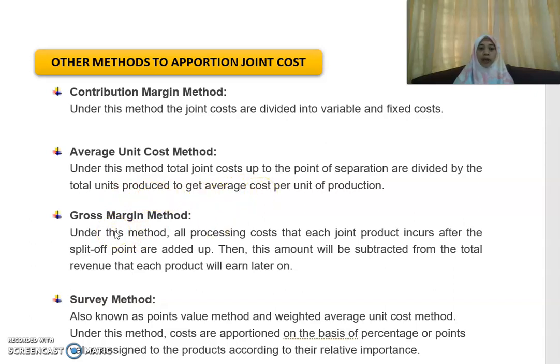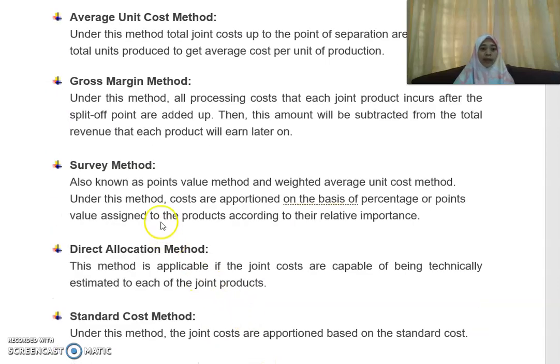And then you also have the gross margin method. So under this method, all processing costs that each joint products incur after the split of point are added up. Then this amount will be subtracted from the total revenue that each product will earn later on to find the gross margin. And then there are also survey method, also known as point value method or weighted average unit cost method. So costs are apportioned on the basis of percentage of point value assigned to the products according to their relative importance. And then there are also other methods like direct allocation method.